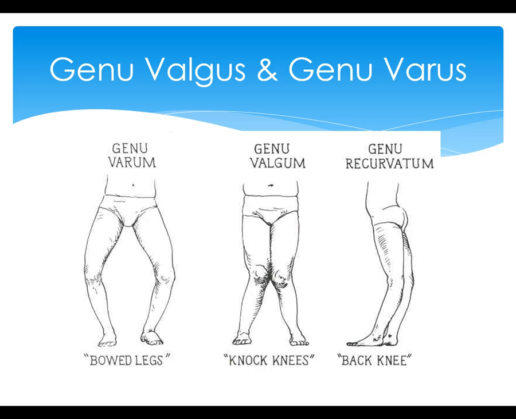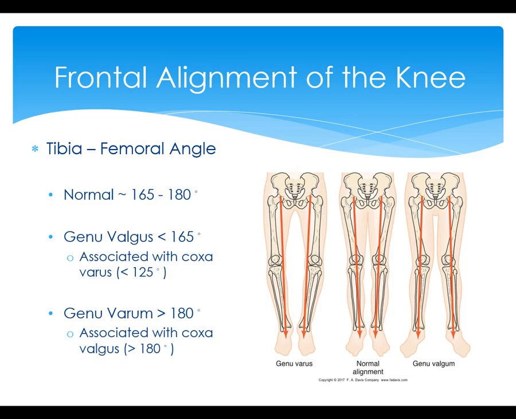Another frontal alignment of the knee is what's called the tibiofemoral angle. The normal angle of this is about 165 to 180 degrees. Genu valgus is defined as less than 165 degrees, and that's associated with coxa varus, which we learned back in the pelvic girdle chapter. Genu varum is associated with greater than 180 degrees, and it's associated with coxa valgus.